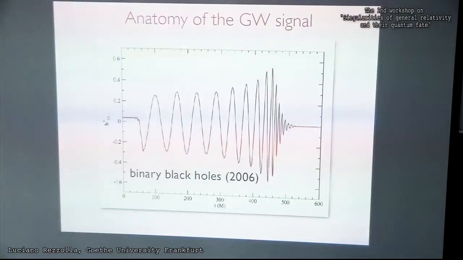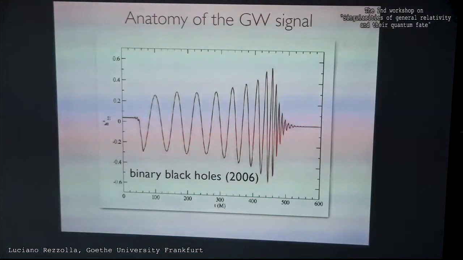So let me tell you how you can use a binary neutron star waveform to constrain the equation of state. This is a historical waveform. This was computed by myself in 2006. It's pretty crappy if you look at it by modern standards. It has a number of problems, but it's useful and historical, and I computed it.